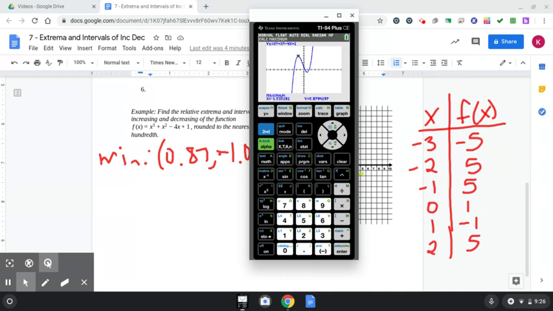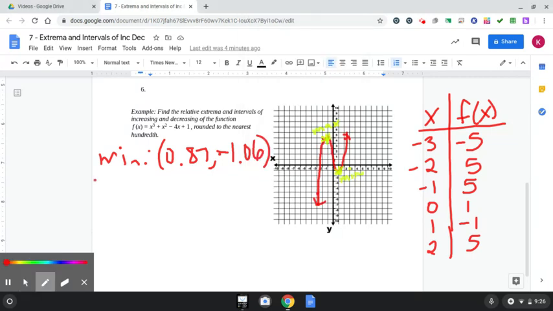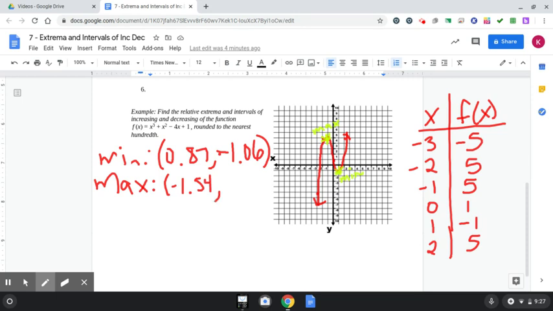And it tells me that my maximum is negative 1.535181, comma 5.87, and so on. Again, we're rounding to the nearest hundredth. So on your paper, you are going to write max. And that coordinate, again, if we round correctly, is negative 1.54, comma 5.88.